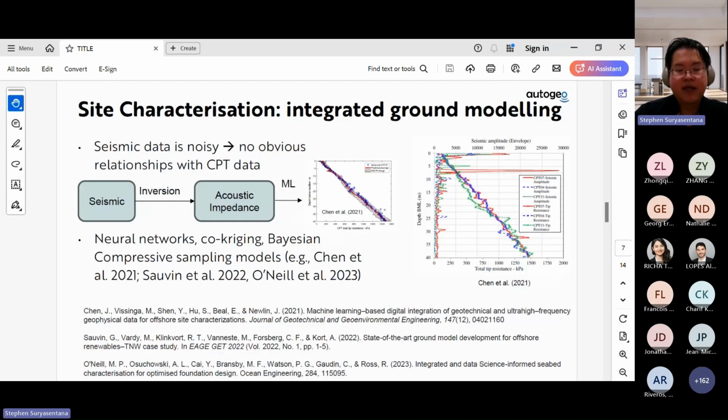So although this sounds very simple and straightforward, in reality it's a bit trickier because seismic data is very noisy. If you look at the figure on the right, you can see that there's actually no obvious relationship between the seismic data and the CPT data. So for this reason, some researchers have preferred to invert the seismic data into acoustic impedance before applying the machine learning model to predict the CPT data. So the hypothesis here is that the acoustic impedance is more correlated to the CPT data. So this is very much still a very active area of research, and a variety of machine learning models has been trialed for this purpose, including neural networks, co-kriging, and Bayesian compressive sensing models.